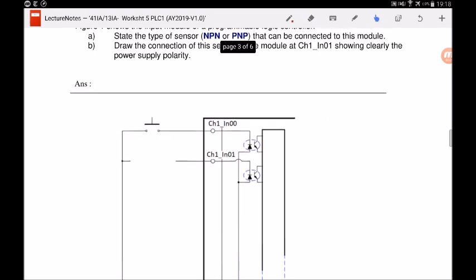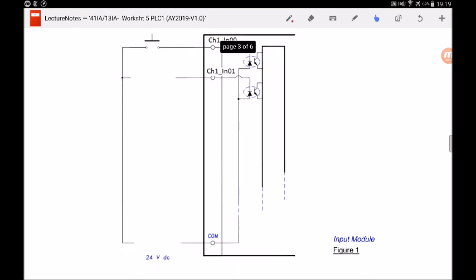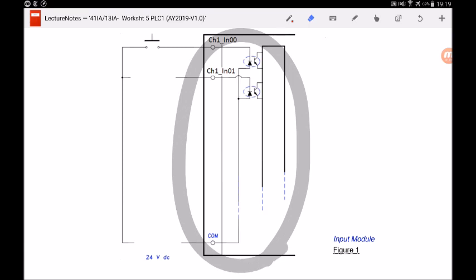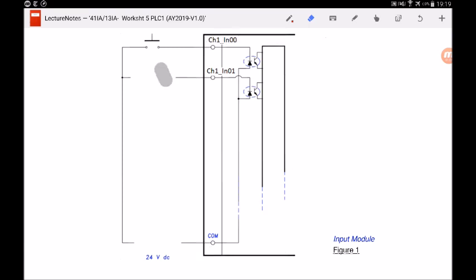So the question asks: state the type of sensor that can be connected to this module and draw the connection of this sensor to the module at IN01, showing clearly the power supply polarity. So how are we going to approach this question? First of all, take a look at this input module. We are supposed to draw a sensor here, state what type of sensor it is, and draw the polarity here at the common terminal. So how should we start?